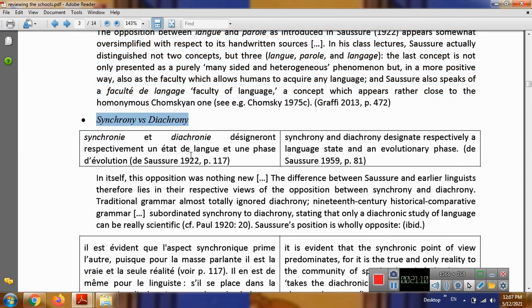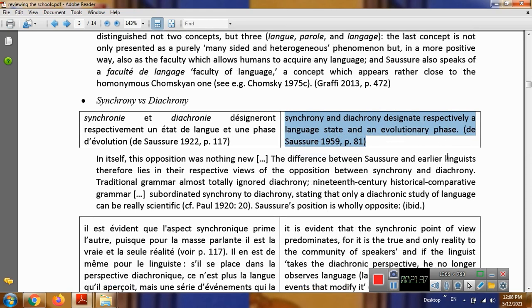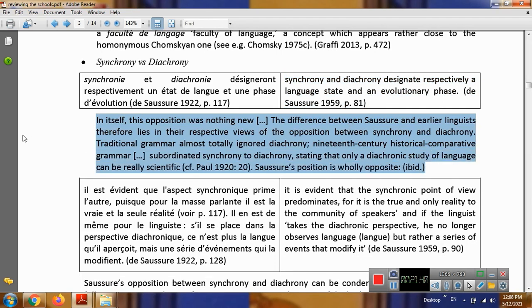Another dichotomy is synchrony and diachrony. Dear students, we read about this dichotomy, but here we want to review it and maybe complete it with this matter. Synchrony and diachrony designate, respectively, a language state and an evolutionary phase. In itself, this opposition was nothing new. The difference between Saussure and earlier linguists lies in their respective views of the opposition between synchrony and diachrony.